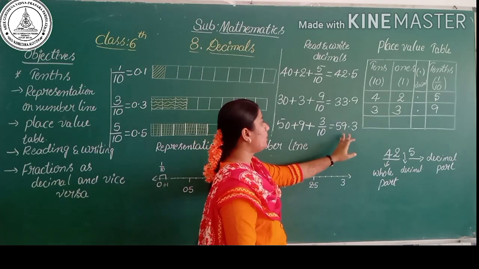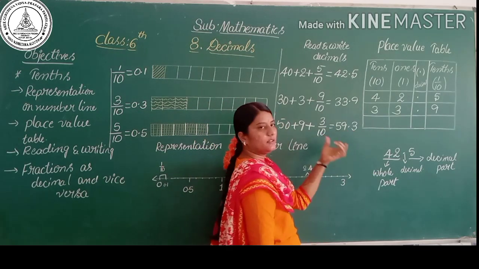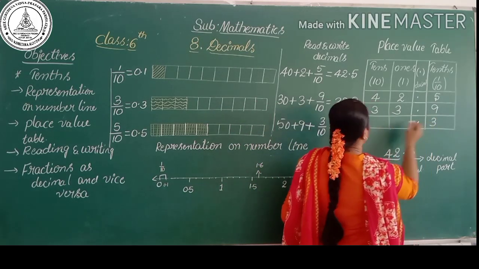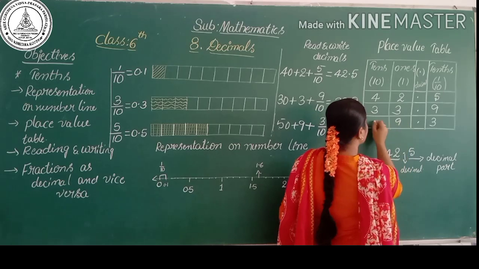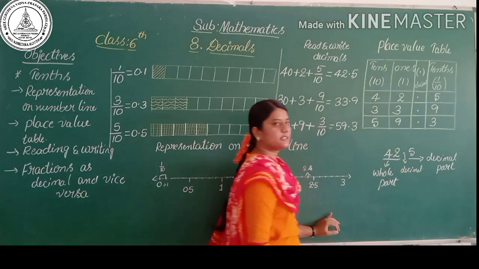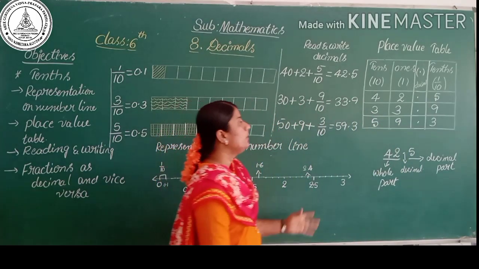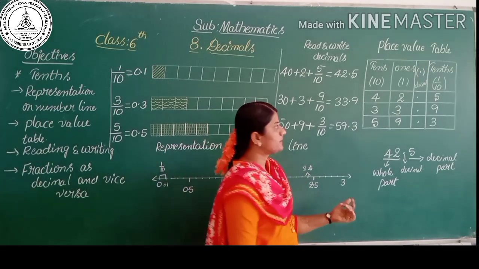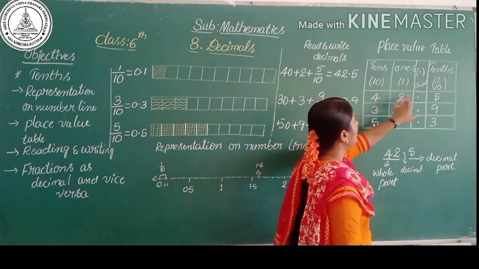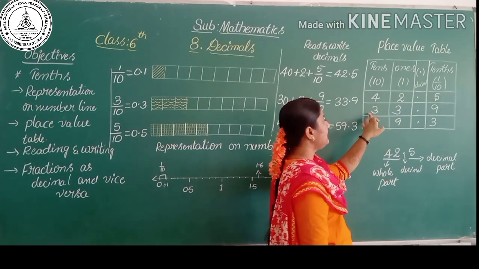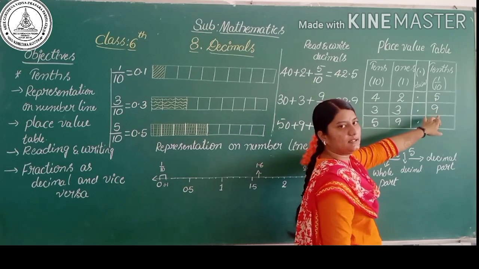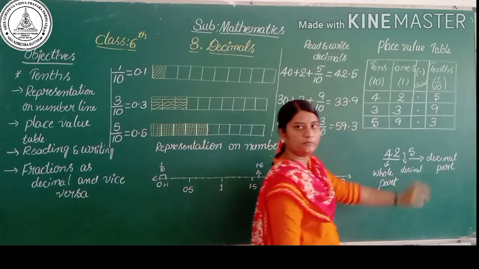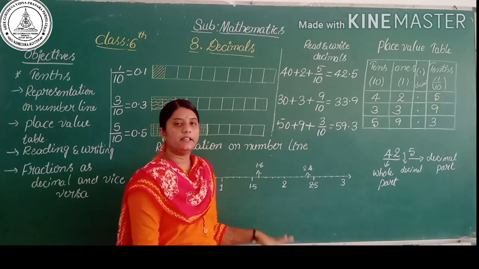So 59.3. In this decimal number, 9 is in the ones place and 3 is in the tenths place. By the place division we can easily read the decimal numbers. So we can read it as 42.5, 33.9 and 59.3. Okay, is it clear?